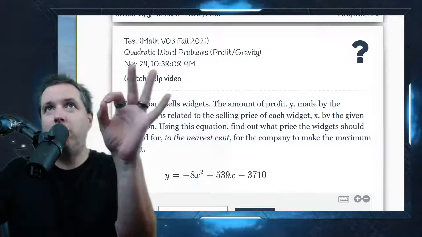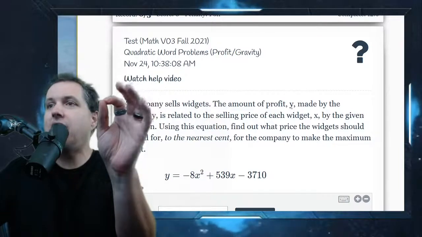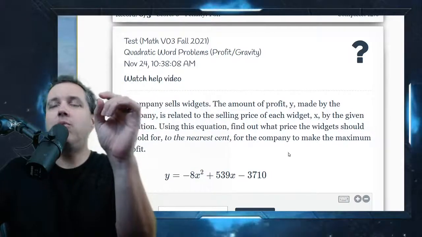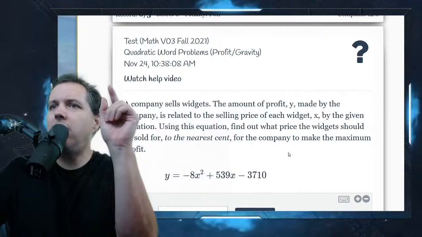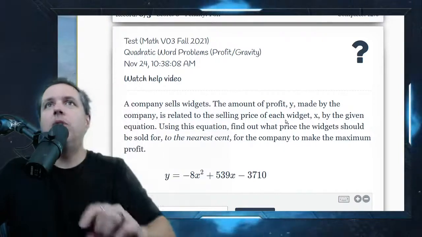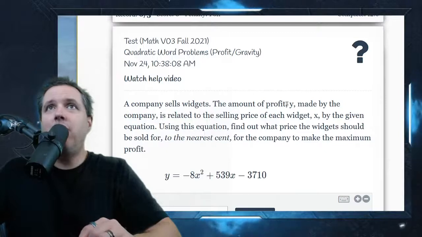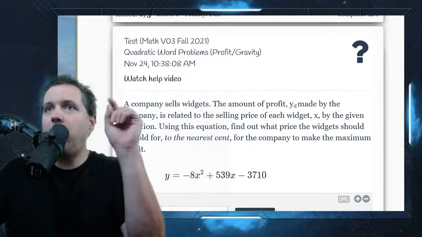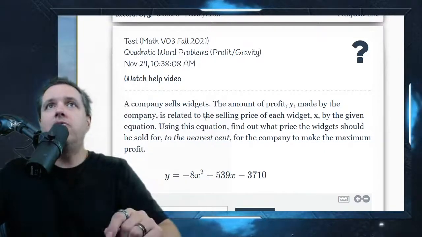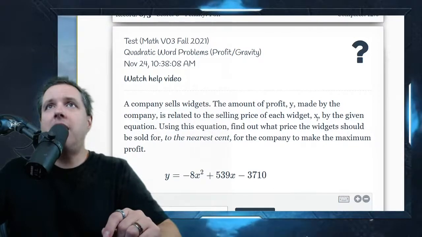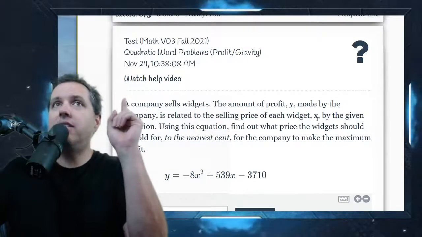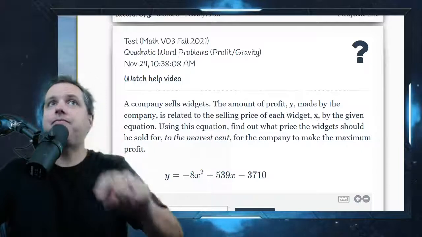Sometimes I'll do this in class, and I'll say the thing I just said, and then a student will ask me, well, how did you know it was X and Y? How do you know which one's which? Well, you read it just like I did. You break it down. It says the amount of profit Y. Now I know Y represents profit, is related to the selling price of each widget X. Now I know that the selling price is X.